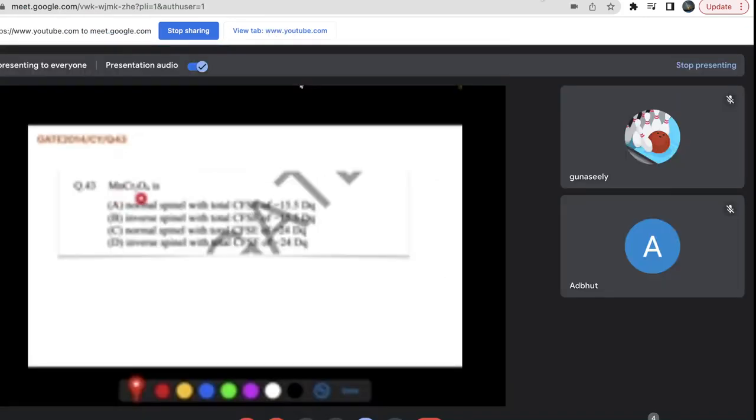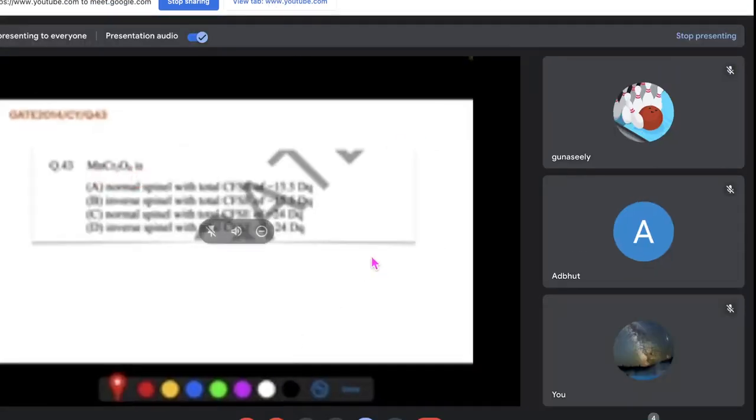Hello everyone. In this video, I will be solving GATE 2014 Chemistry question number 43. This question states that the MnCr2O4 complex is... We are given 4 different options. So we have to find out whether this particular complex is normal spinel or inverse spinel, and we have to find out the CFSE, that is the crystal field splitting energy of the given complex in the unit of Dq.